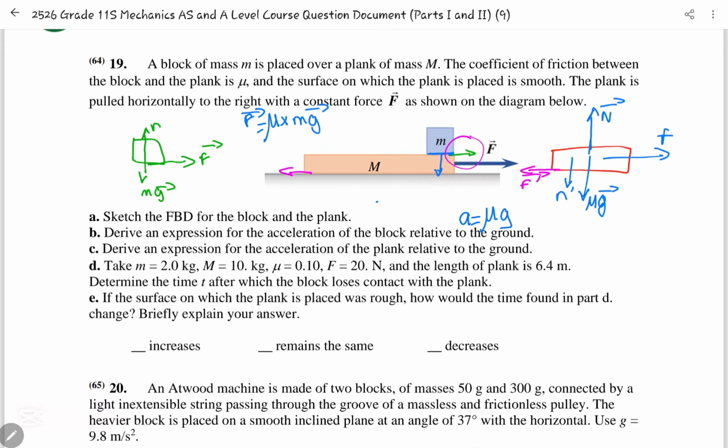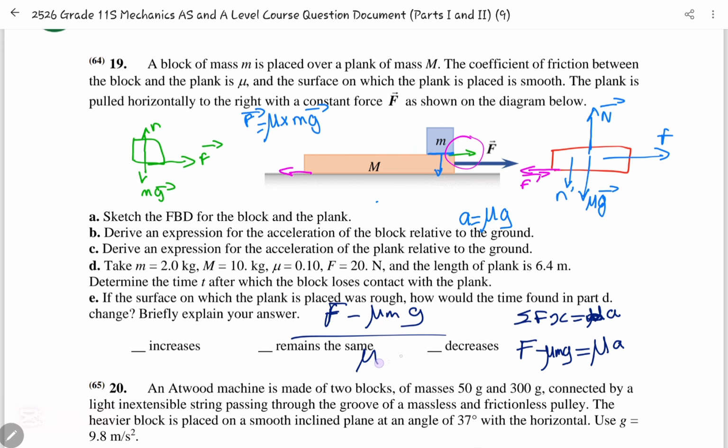Now, part C, what do they want? They want us to derive an expression for the acceleration of the plank relative to the ground. So here sigma Fx is equal to ma, sigma Fy is equal to 0. So F minus friction is equal to capital M, please pay attention, it's capital M, not small m, times a. F minus mu mg equals capital M times A. So F minus mu mg, over capital M, is equal to the acceleration. So that's it for part C.